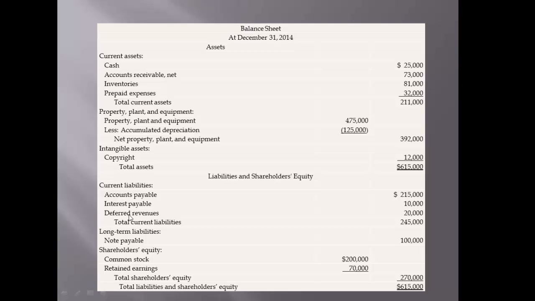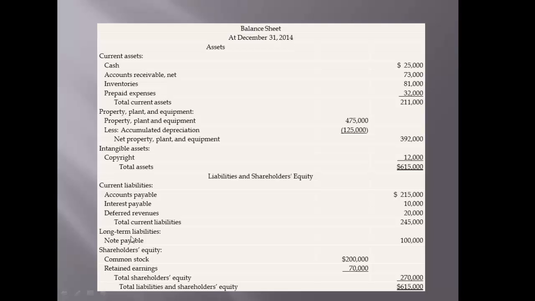Unearned or deferred revenues, which you recall represents an obligation on the company to provide future services or transfer goods in the future. Other examples of current liabilities are short-term notes payable. That is short-term debt that will be due in 1 year or the operating cycle, whichever is longer.